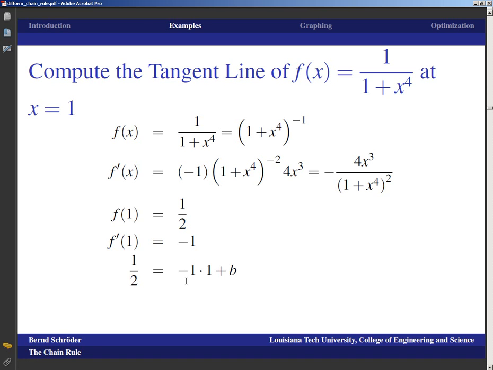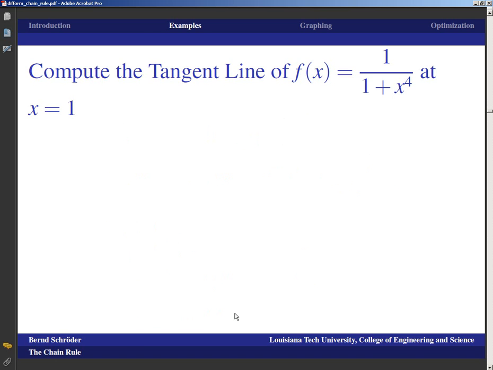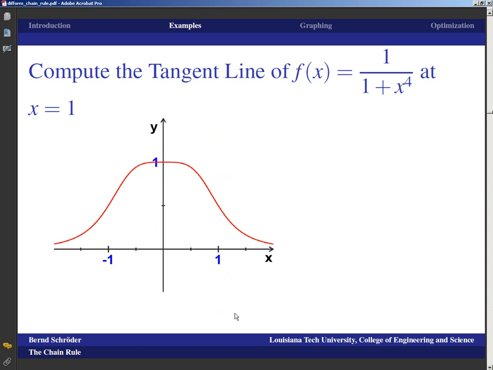y is 1/2, m is negative 1, x is 1, and b is the one that we want to find out. And so that gives us that b is equal to 3/2, and the tangent line is y equals negative x plus 3/2. And as we know, we can always double check by just graphing the function, finding the point, and graphing the proposed tangent line. And yes, that really is the tangent line here.